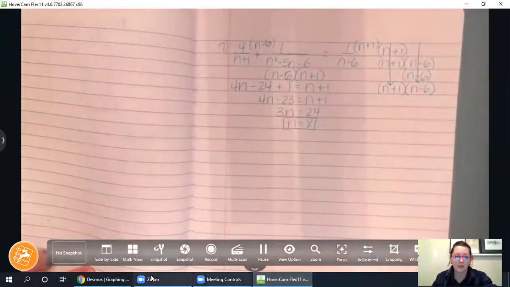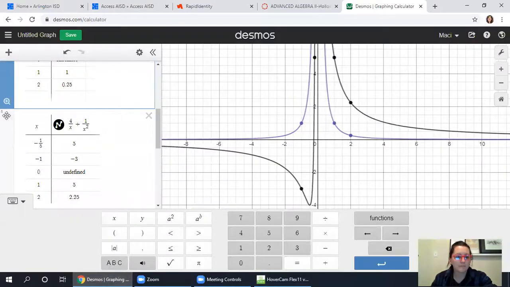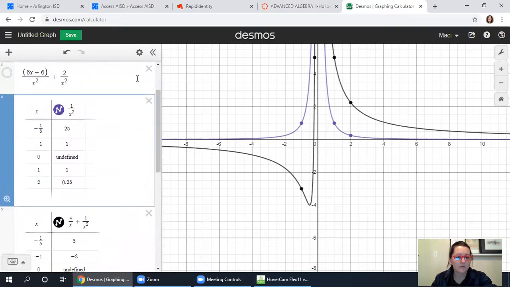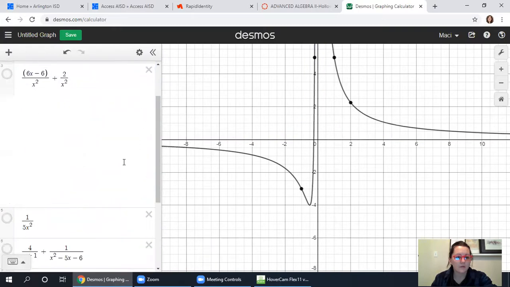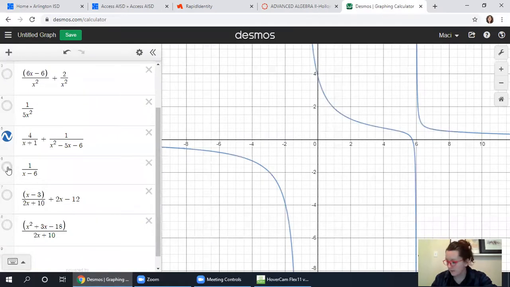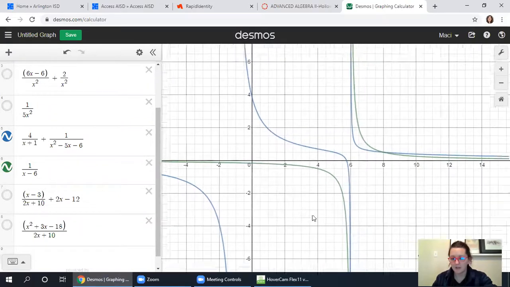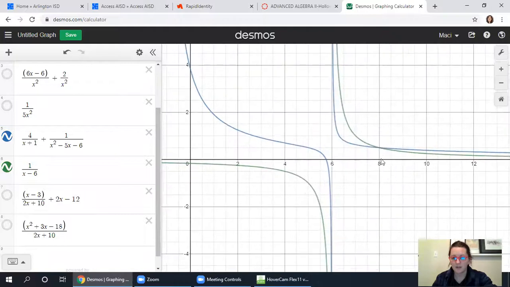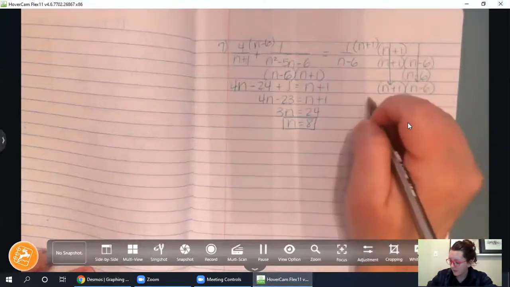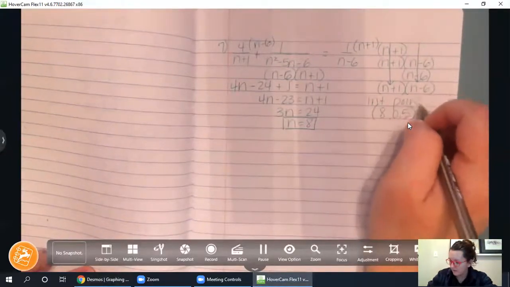So let's see what that looks like on our graph. Just going to exit out of those. Okay, what was it? This one and this one. So I'm going to see, do they intersect at 8? Let's see, oh, look at that. That's pretty nice. It does have an intersection point. It's 8 and 0.5. So in my check, I'm going to put 8, 0.5 to let me know that I've checked it and it's good.